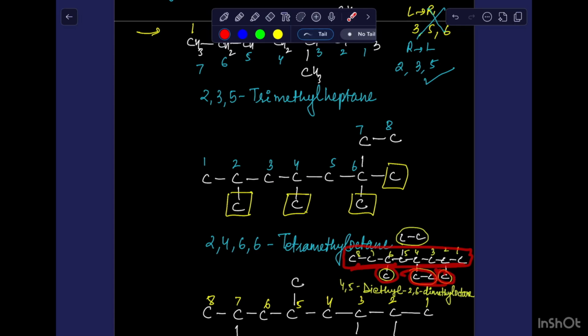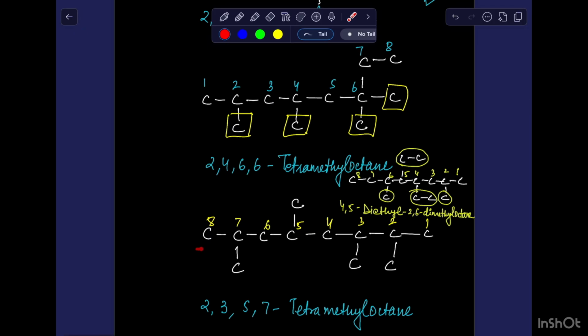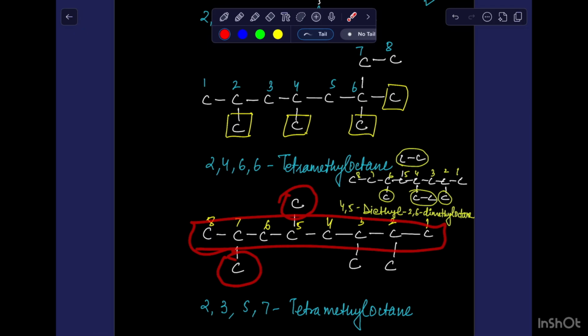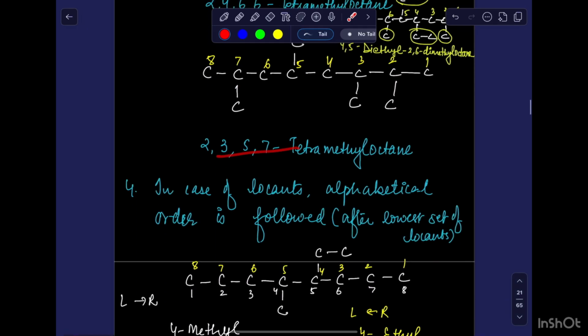First of all, we have to look at the lowest set of locants, and second we have to look at the alphabetical order. However, we will always write all the prefixes in alphabetical order. Here also you can see that if you start numbering from left to right, you have to see what the lowest set of locants will be.